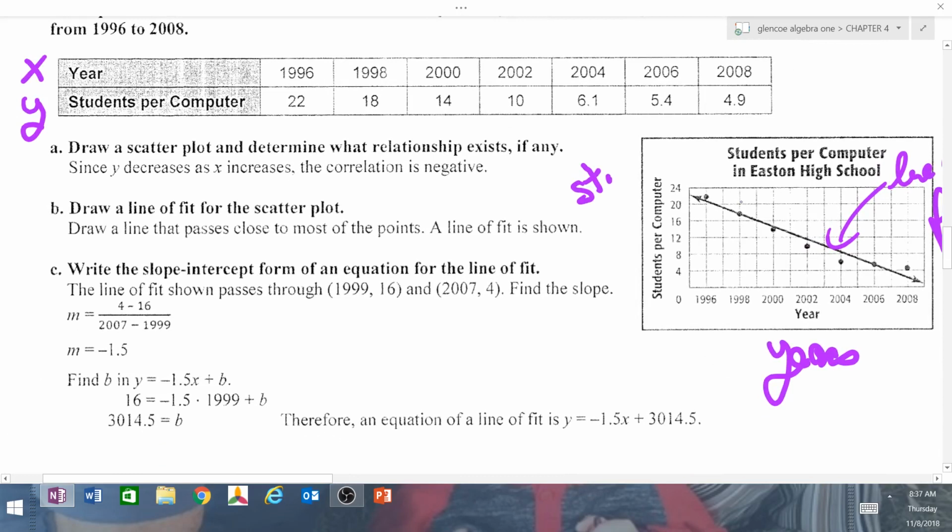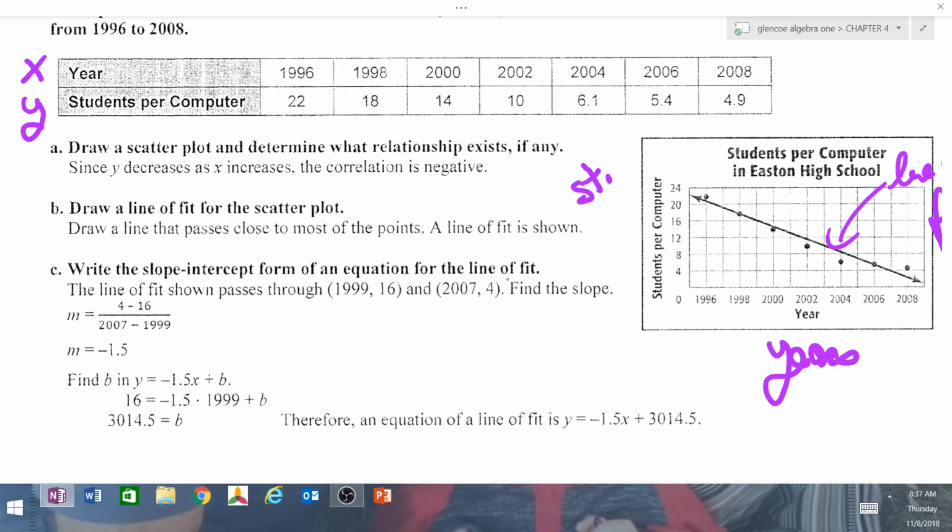So we graphed the data, we drew our line of fit, and now it says, write the slope-intercept form of an equation for the line of fit that passes through (1999, 16) and (2007, 4). I'm going to stop here and make a comment, because many years ago in my older curriculum, they'd say, write an equation in slope-intercept form for the line of fit. But if we didn't all pick the same points, the line could vary a little bit. So when you have a question like this, we will be specific and tell you which points to pick.